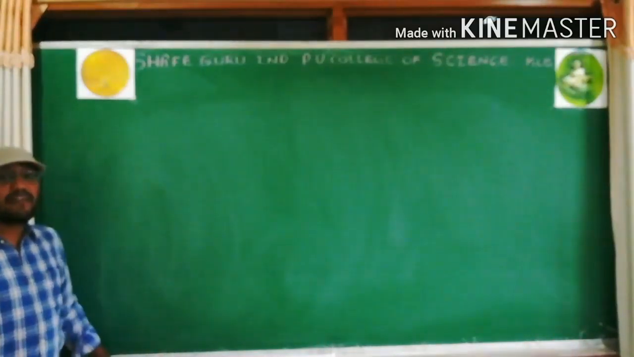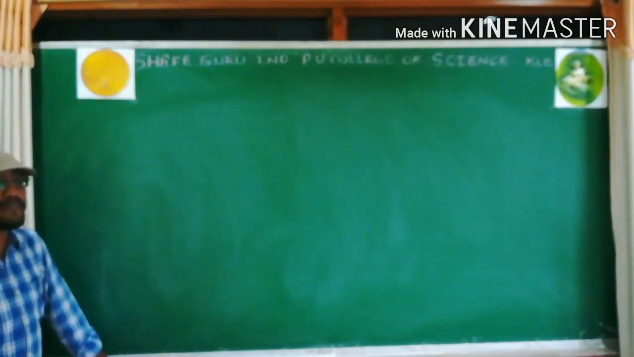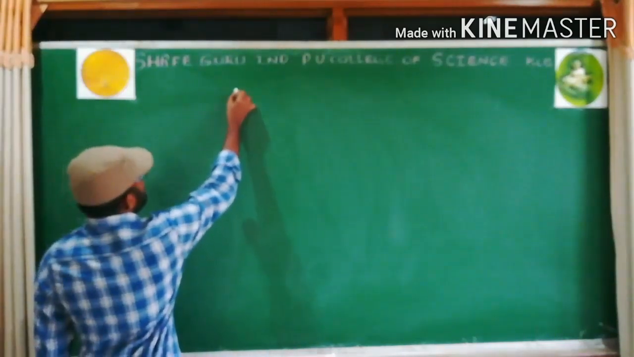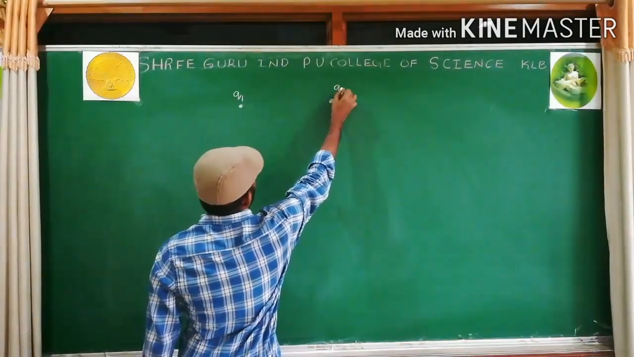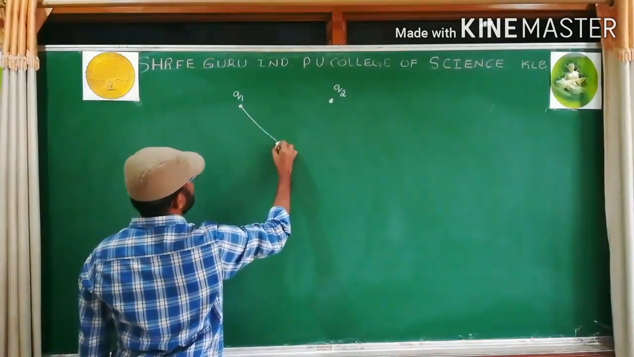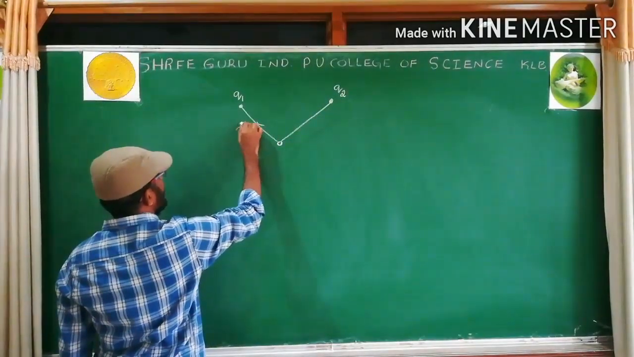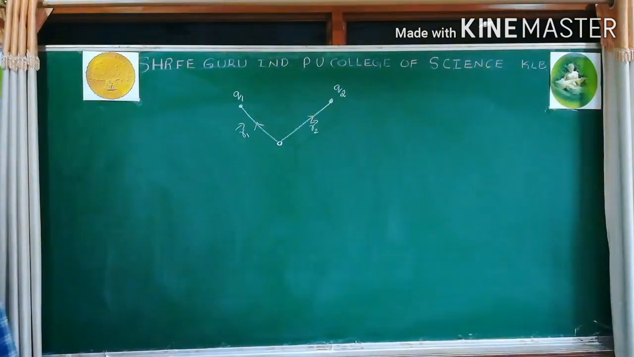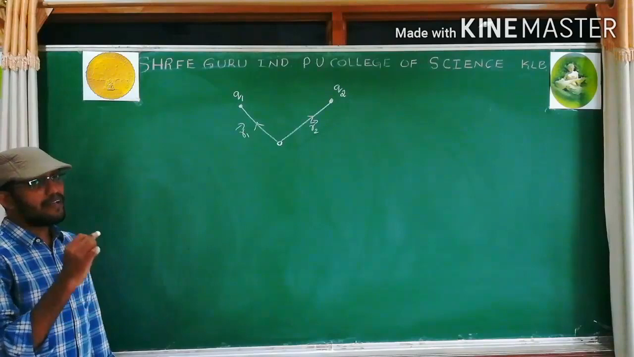Since force is a vector quantity, this force also we can write in vector form. That is Coulomb's law in vector form. So consider two charges Q1 and Q2 and their position vectors R1 bar and R2 bar. What are these two, R1 bar and R2 bar? These two are the position vectors of Q1 and Q2.